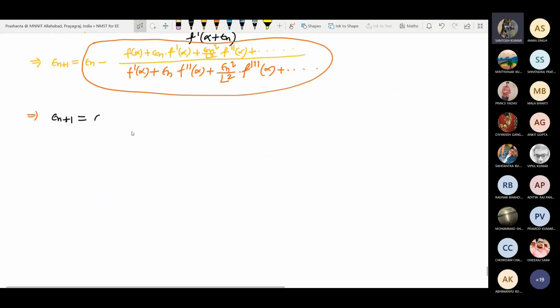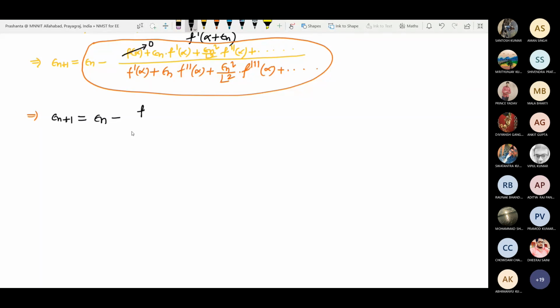Epsilon n, right? Okay, and tell me, what is f of alpha? What is this term? Alpha is the exact root. That will be 0. Yes, sir. Alpha is the exact root of the equation f of x equals 0. That means f of alpha is 0. Okay. So now from the remaining terms, I am taking f dash alpha common from both numerator and denominator.